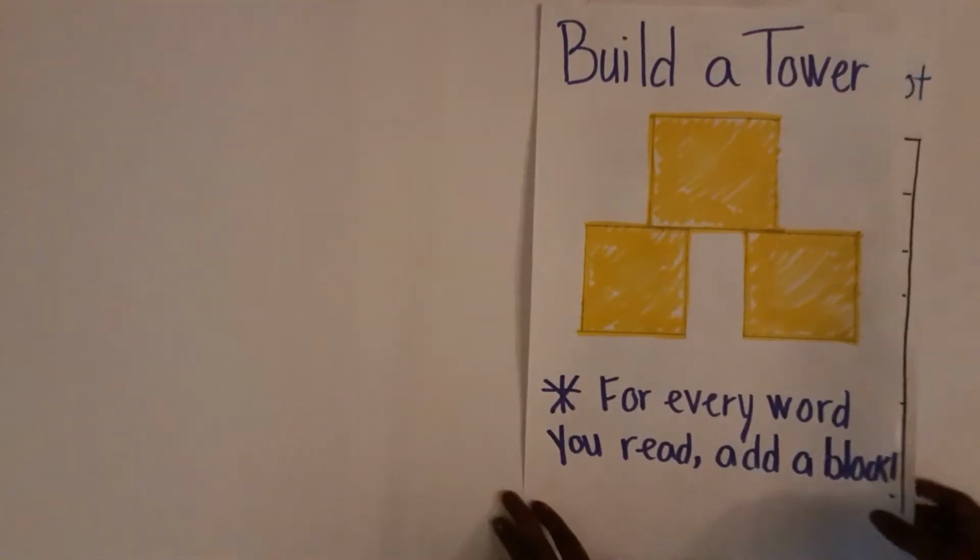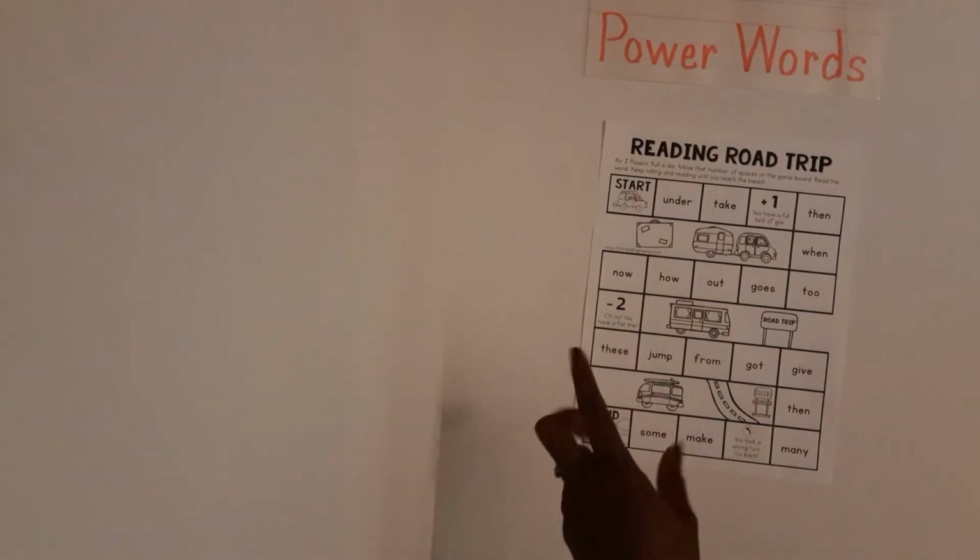hopscotch, the parking lot game, and the build a tower. And tic-tac-toe, can't forget tic-tac-toe. So for today's activity for power words, it says reading road trip. So you're going to need 2 players and a die. And you can use the one that you got from the toolkit that you use for math.